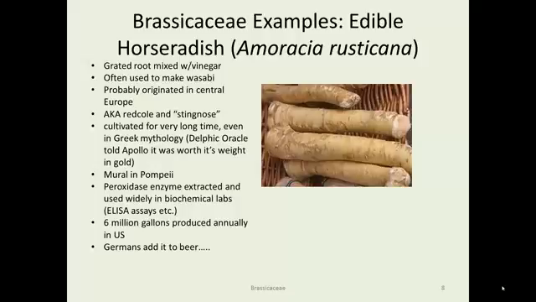They've been cultivated for a long time. They're even in Greek mythology. There's a mural of them in Pompeii. And so it's been around a long time, used for a lot of different types of foods.